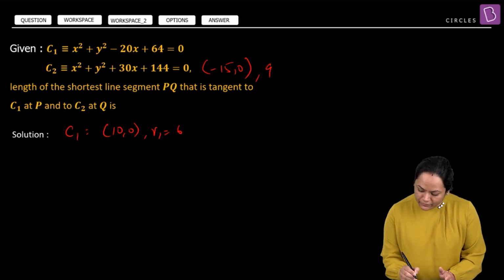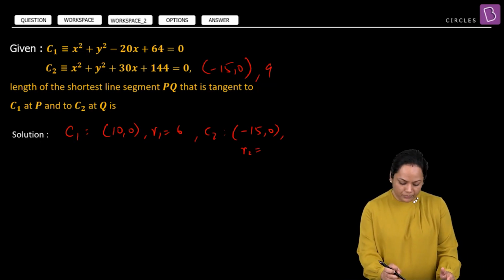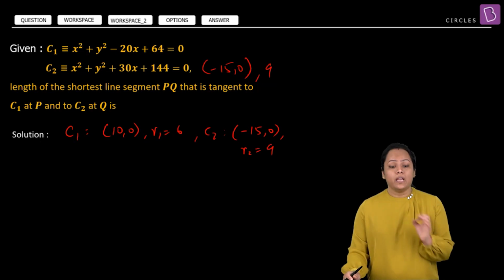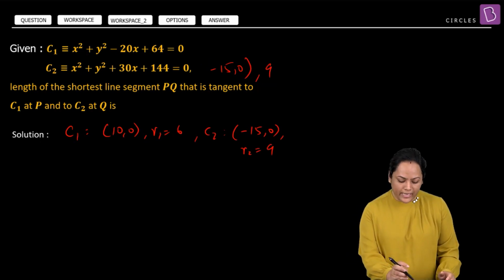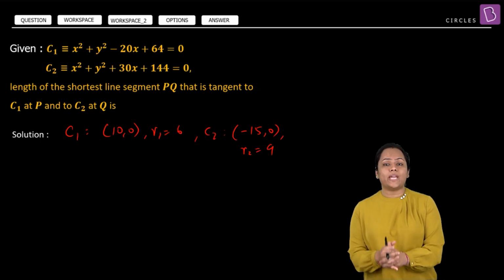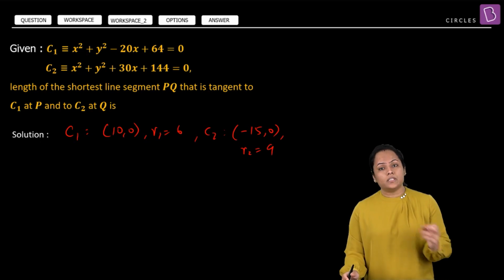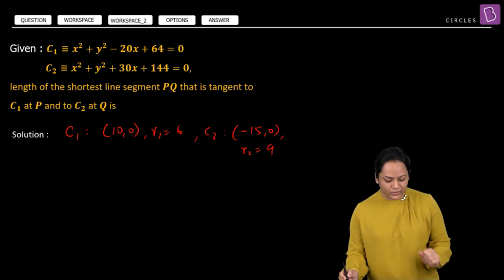So I can say that for C2, I have the same information. Center is (-15, 0) and radius is equal to 9. Clear? Okay, this is the thing. Now, since I have to find the length of segment PQ, which is tangent to both the circles, first I have to check the position of the circles, guys. So for that I have to find C1C2 first.